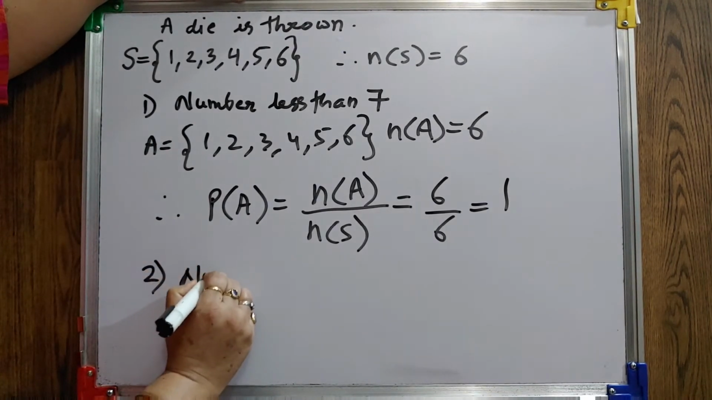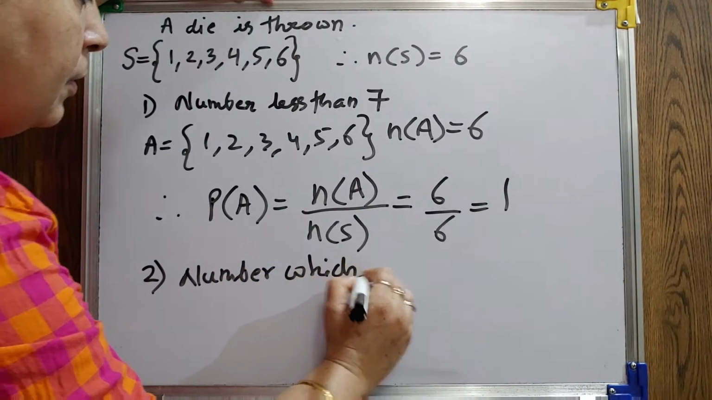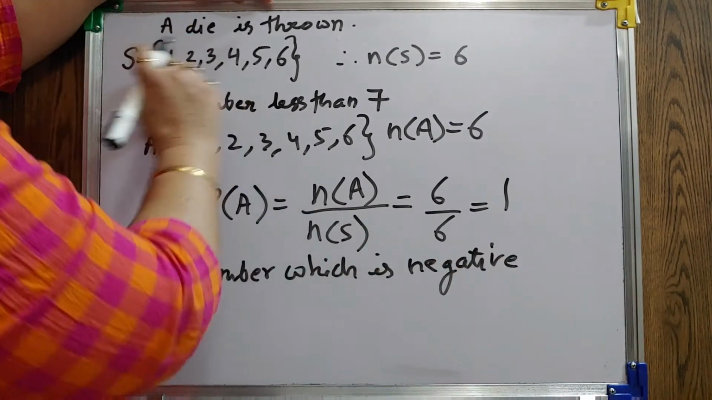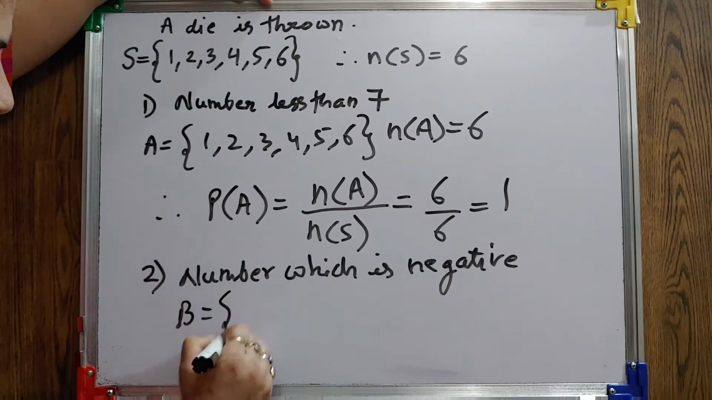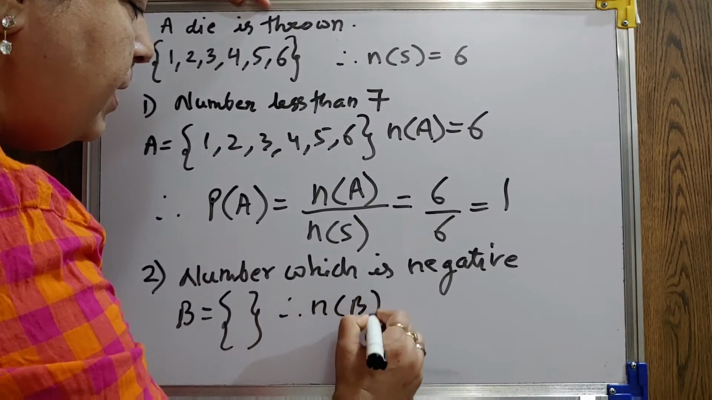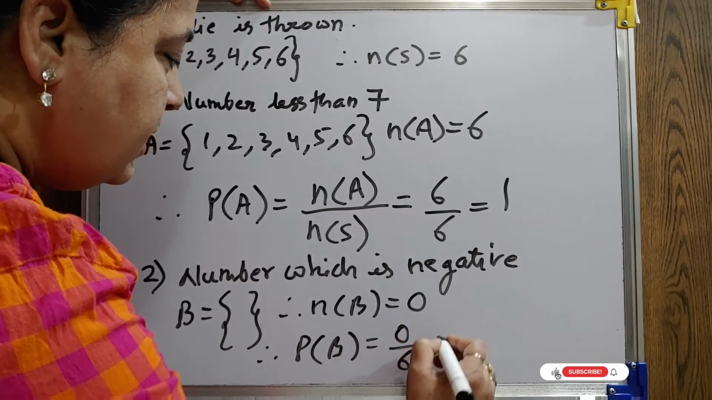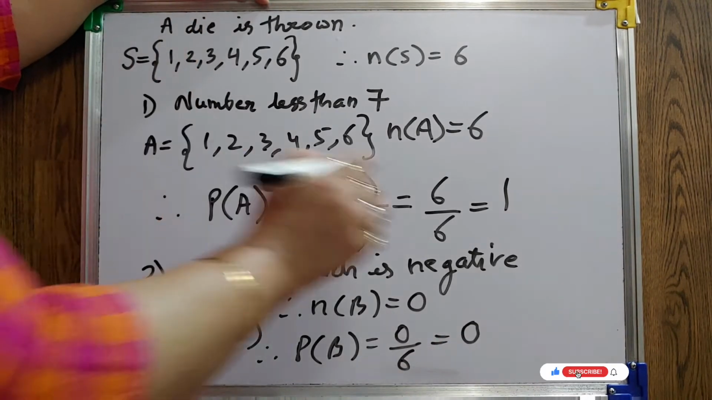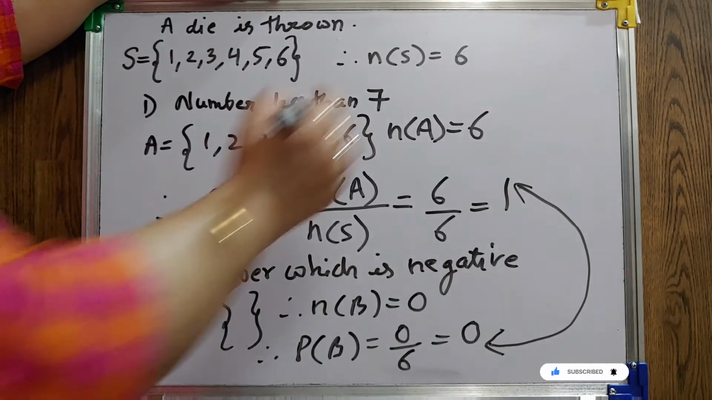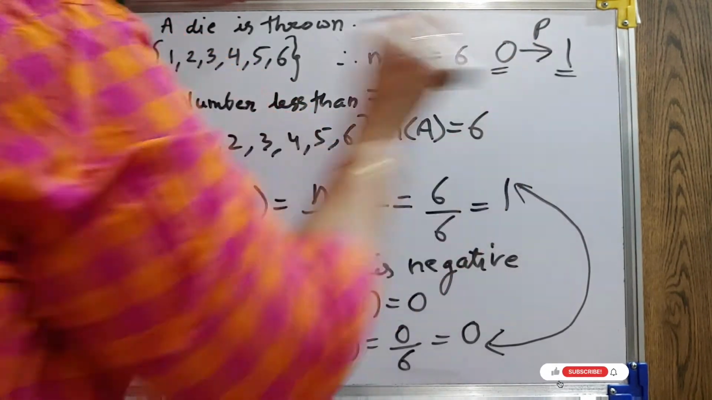If I select a number which is negative, is there any possibility? No negative number is there. So no element will come in this event. So my n of B will be 0. So in that case, my probability is 0 by 6. 0 by anything is 0. This indicates that your probability value ranges between 0 and 1. So probability value is always between 0 and 1.